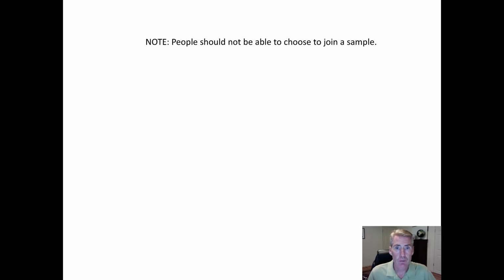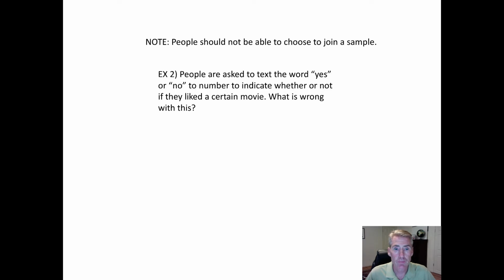So as I said before, people should be chosen randomly to be in the sample. So they shouldn't be able to choose whether or not to do it. So for example, people are asked to text the word yes or no whether or not they like a movie. So what's wrong with that? Well, that's an example of where people are choosing to be in the sample.